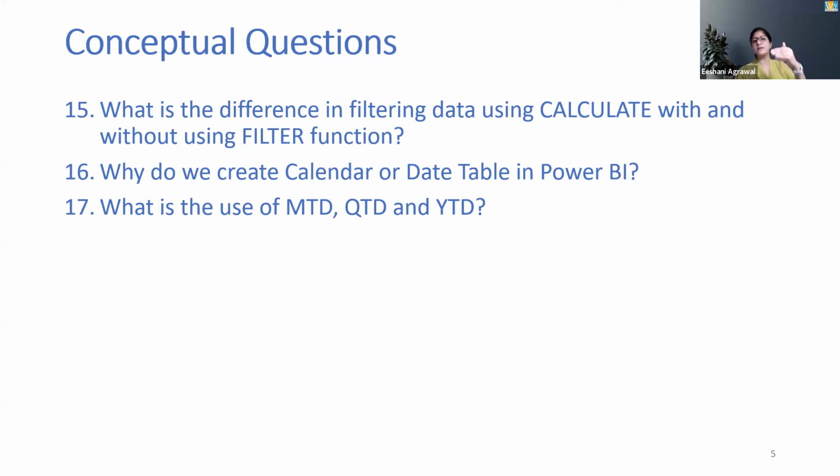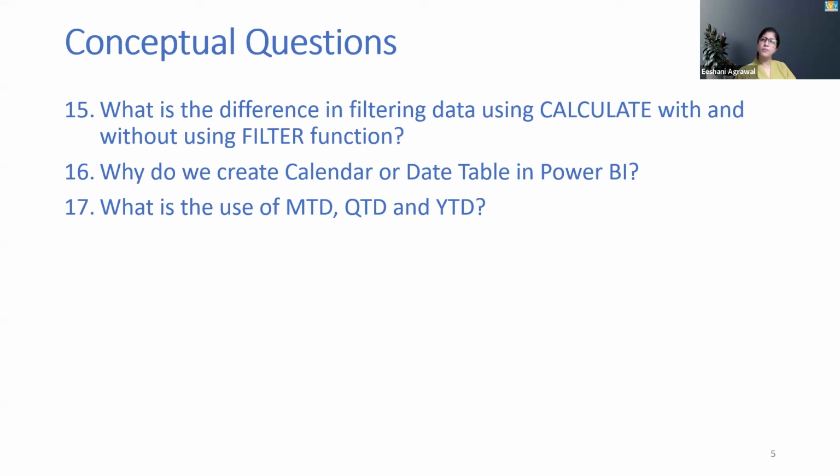MTD is doing a cumulative of daily dates, whatever the parameter is. It could be profit, it could be sales, it could be quantity. QTD is doing quarter-wise accumulation. YTD is doing month-wise cumulative data. So why do we create these kinds of reports for business? It helps us to see, for example for profit, if it's increasing or decreasing. We can see the trends.